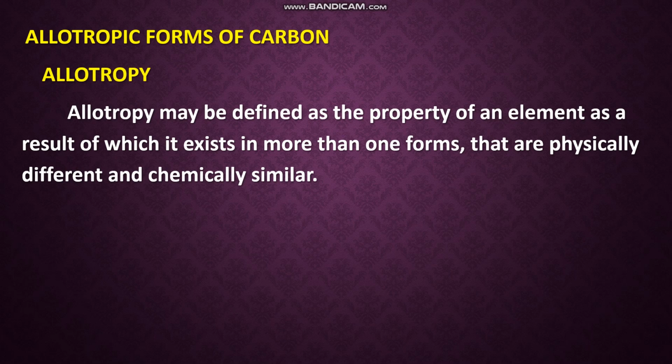What are these physical properties? They are properties like melting point, boiling point and density. And the chemical property, why is it the same? Because these are all the same element. So, the same element existing in different forms having different physical properties but the same chemical properties are called allotropes.